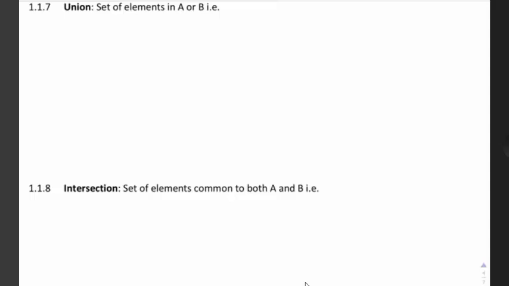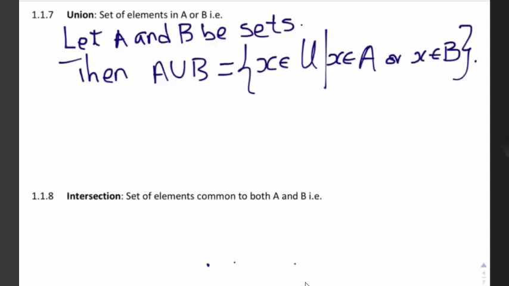We start with the union of two or more sets. The union of A and B is the set of elements in A or B. i.e., in mathematical notation, we say that if A and B are sets, then A union B equals the set of all elements X in the universal set U, such that X is in A or X is in B. The or here is the inclusive or and not the exclusive or.